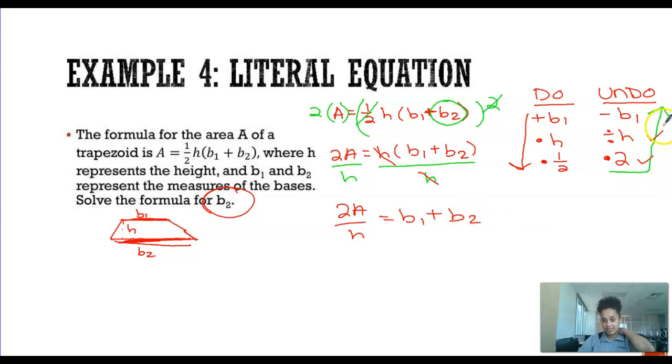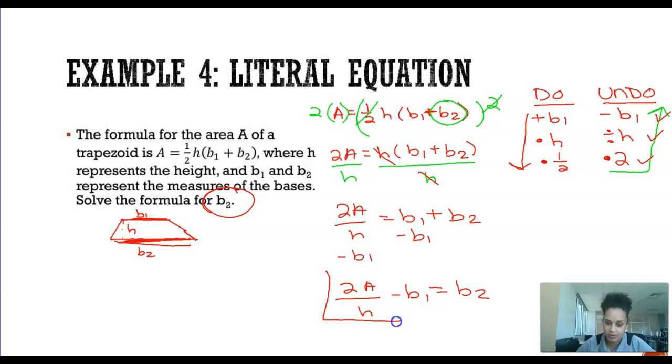So I finished the second step. Third step, how do I move the b1? I'm going to subtract it. So minus b1. I know it can be confusing because there are variables and no numbers involved, but if they are not like terms, you don't have to combine them together. So we actually have our answer here. b2 is equal to 2a over h minus b1.